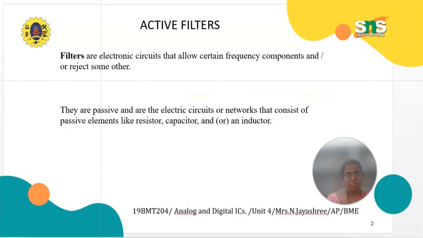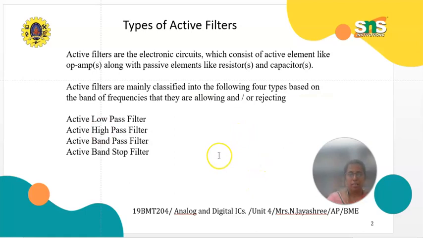There are four types of filters: low pass filter, high pass filter, band pass filter, and band stop filter. Active filters are electronic circuits which consist of active elements like op-amp along with passive elements like resistors and capacitors. Active filters are mainly classified into the following four types based on the band of frequencies that they are allowing or rejecting: active low pass filter, high pass filter, band pass filter, and band stop filter.